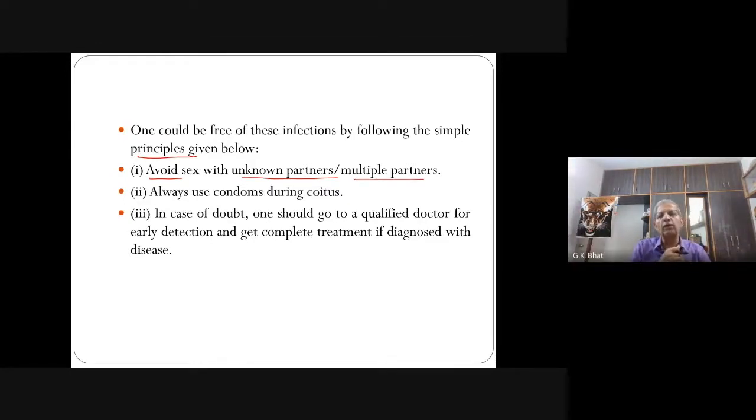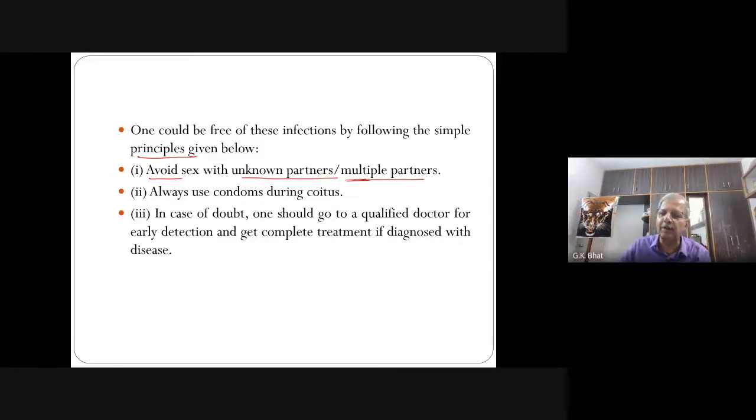Then who are the known partners? Known partners are husband to wife, wife to husband. Husband to his own wife, wife to her own husband. They are known partners. All others are unknown partners. Always, one should have one wife only. One wife should have only one husband. Multiple partners should be avoided.